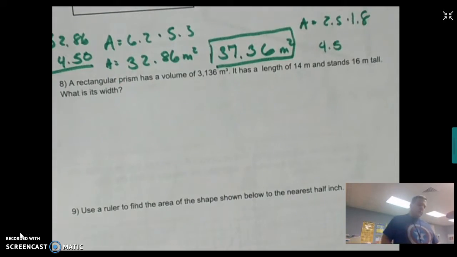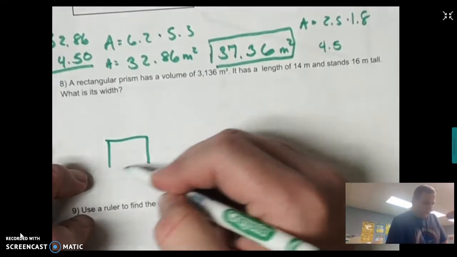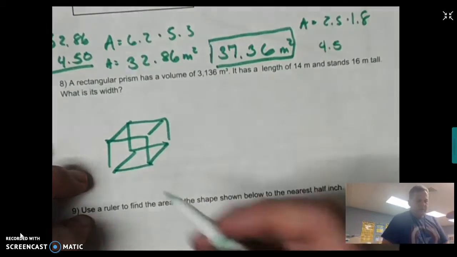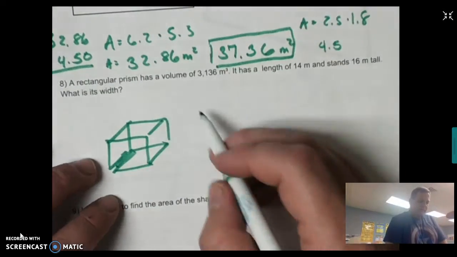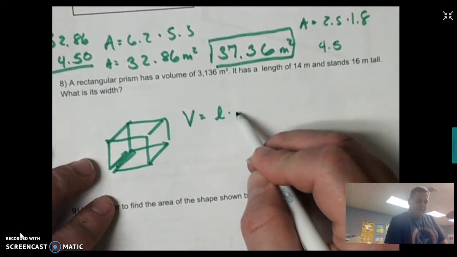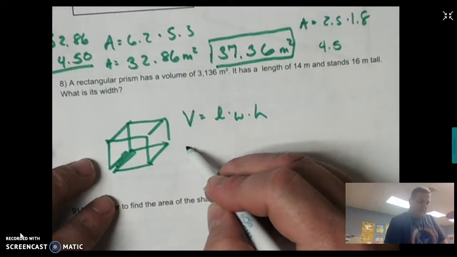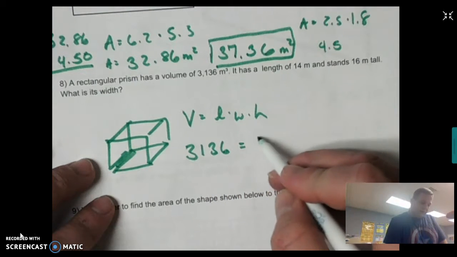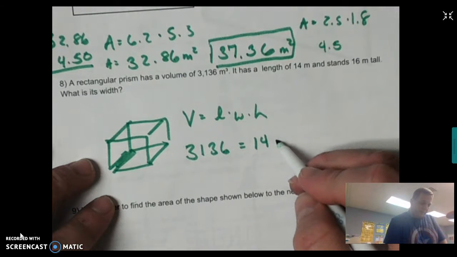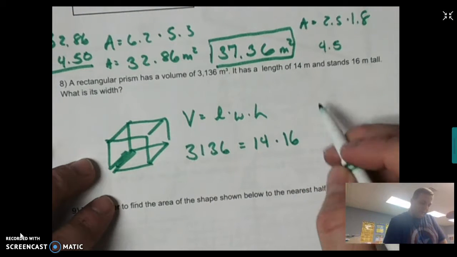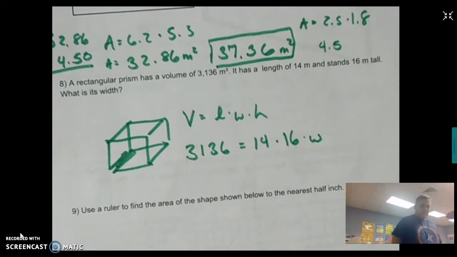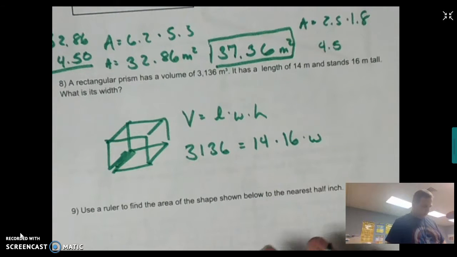A rectangular prism. Alright, I'm going to go ahead and draw it. Even if it's bad, I'm going to draw it, just so I have a shape. Rectangular prism has a volume, length times width times height, of 3,136 meters cubed. It has a length of 14 and another dimension of 16. We're going to assume that's height, so we don't know the width. So the first thing I'm going to do is multiply 14 times 16 and get 224.